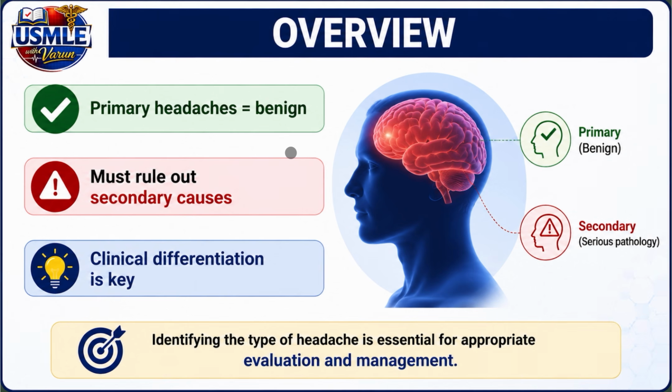Beginning with understanding headaches as a whole. Headaches are broadly divided into primary and secondary types. Primary headaches are benign conditions, but before labeling a headache as primary, you should always rule out dangerous secondary causes like hemorrhages, tumors, or infection. So the key skill for exams is trying to differentiate them clinically. Primary headaches are benign. Secondary causes include hemorrhages, tumors, and infection.